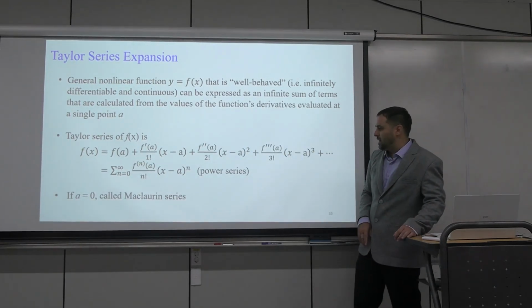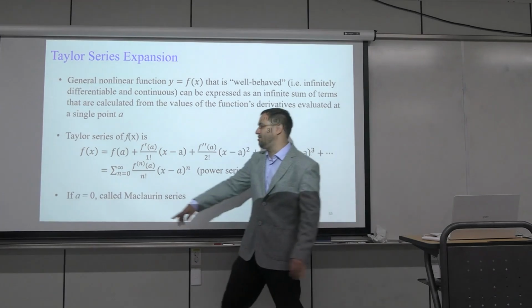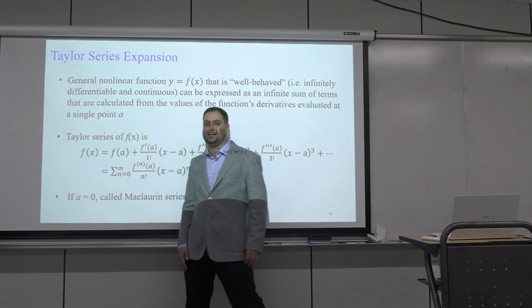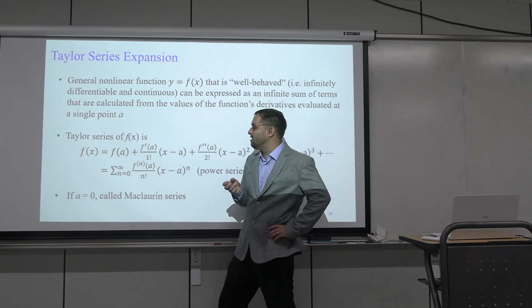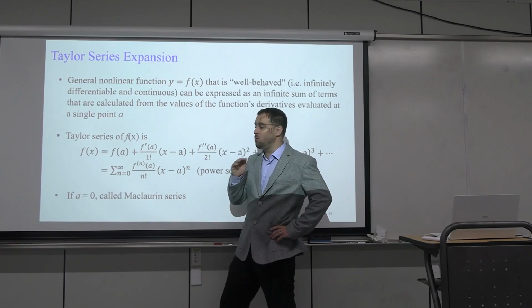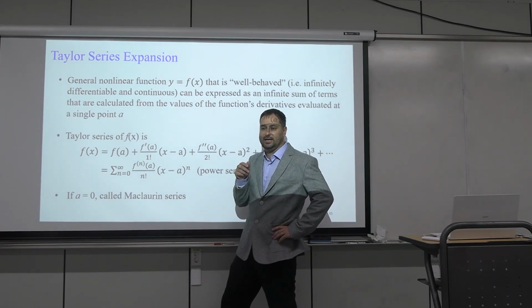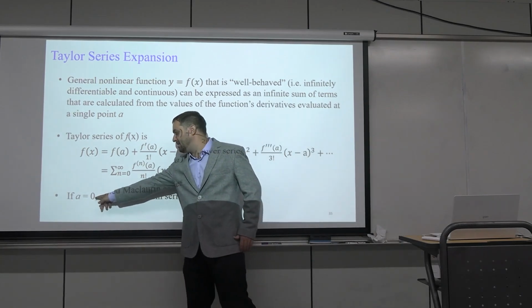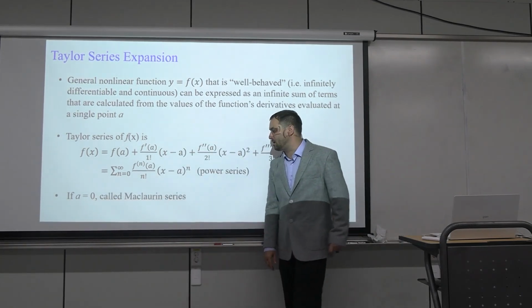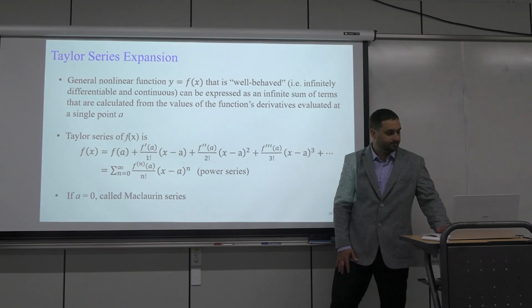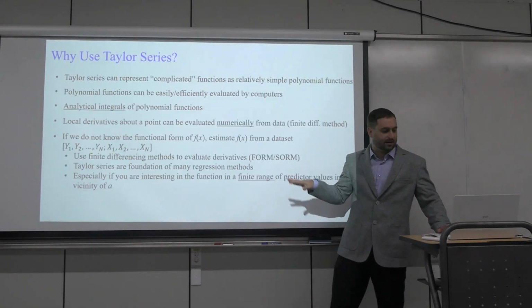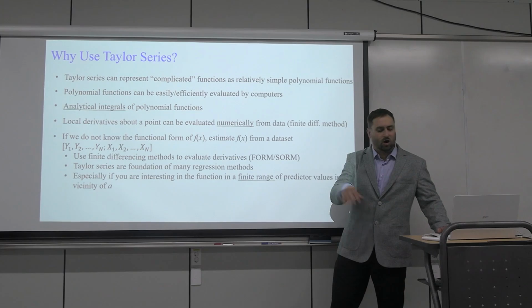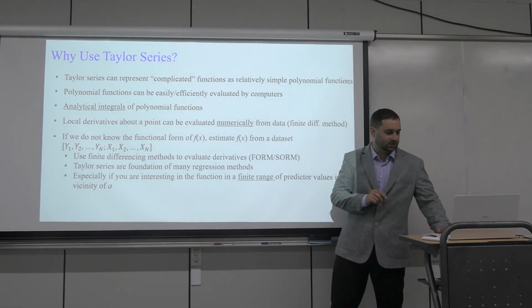And if a equals 0, and a lot of the textbooks and some of the example problems on the internet, a lot of times they'll assume a equals 0. That is not always the case. A can be any point in the input space. But if a does equal 0, that's called the Maclaurin series. And so that's the bivariate case. We'll go to the multivariate case in a second.